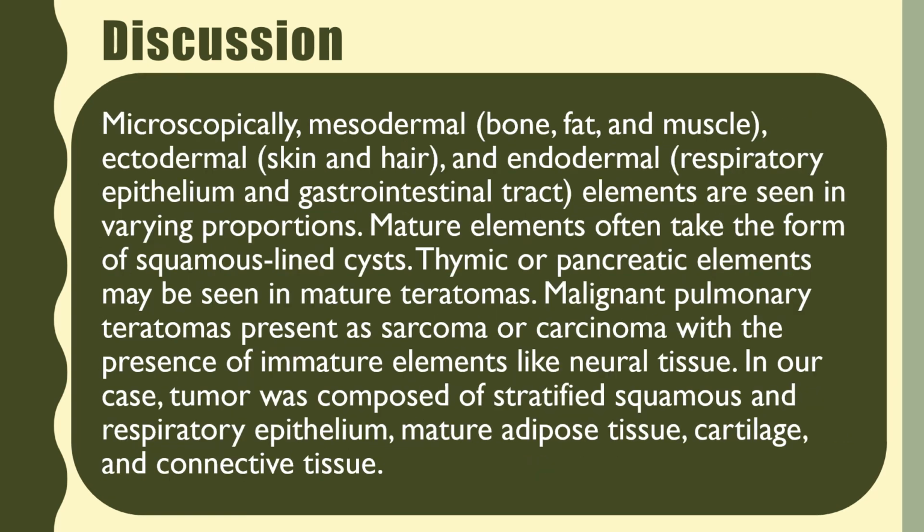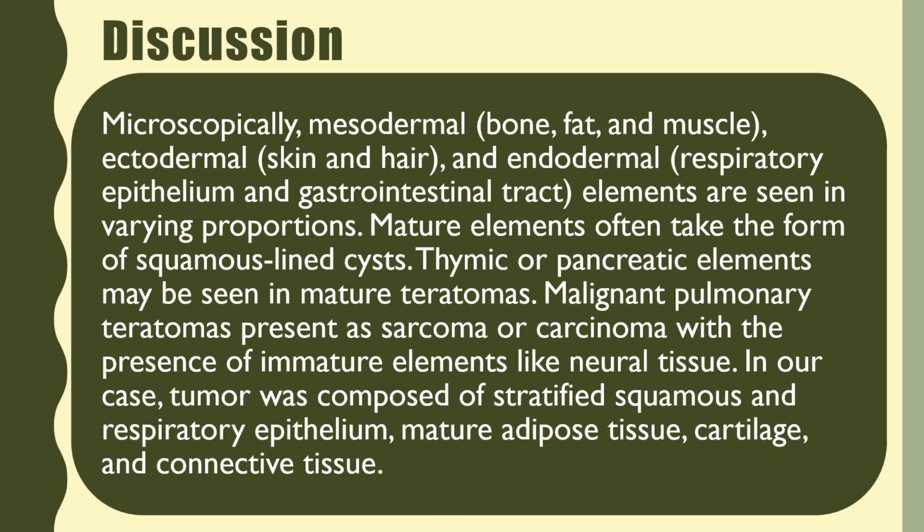Microscopically, mesodermal elements, that is bone, fat, and muscle, ectodermal, that is skin and hair, and endodermal, respiratory epithelium and gastrointestinal tract elements, are seen in varying proportions. Mature elements often take the form of squamous lined cysts. Thymic or pancreatic elements may be seen in mature teratomas.